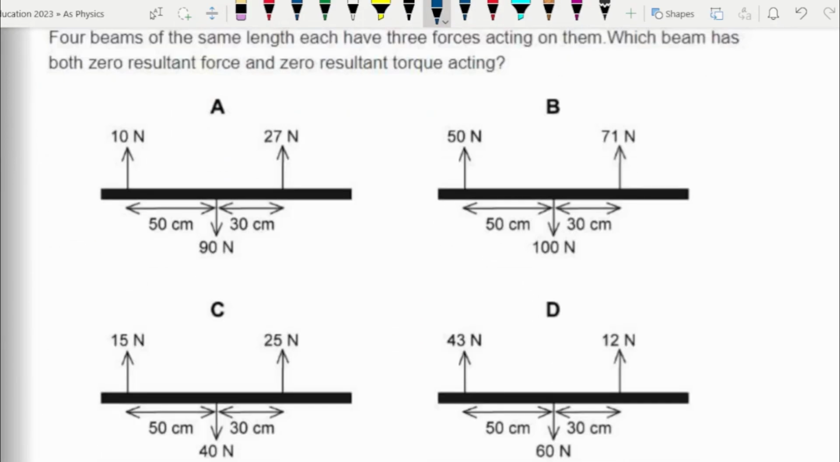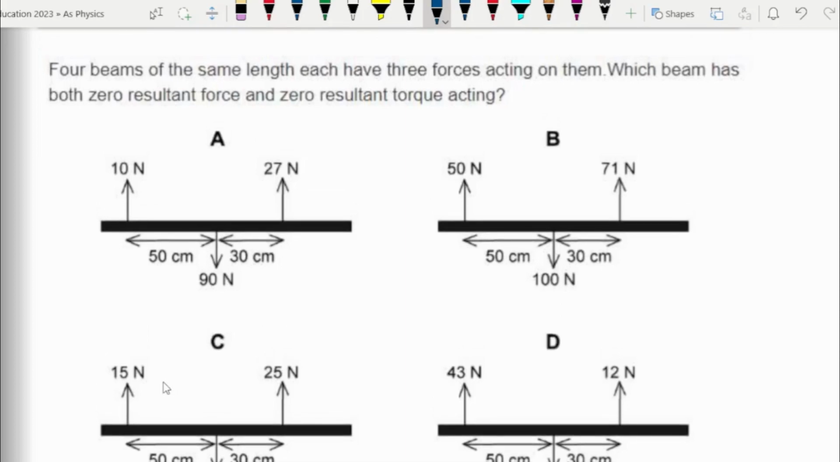Alright, let's move on to another question. It is from the paper of 2022. I don't know which variant exactly, but from 2022. 4 beams of same length each have 3 forces acting on them. Which beam has both 0 resultant force and 0 resultant torque acting?